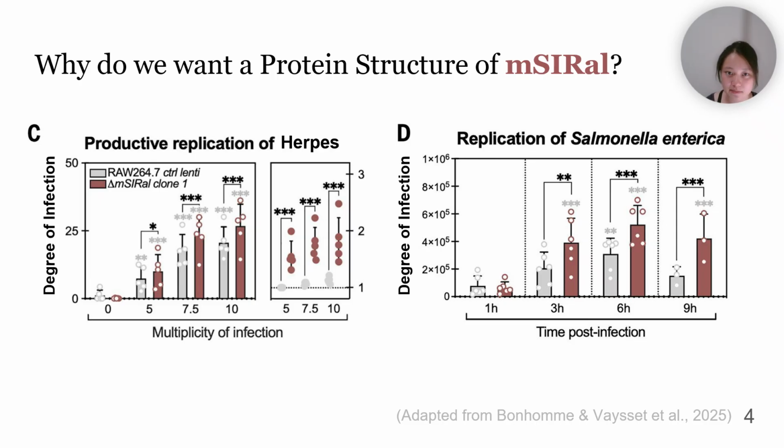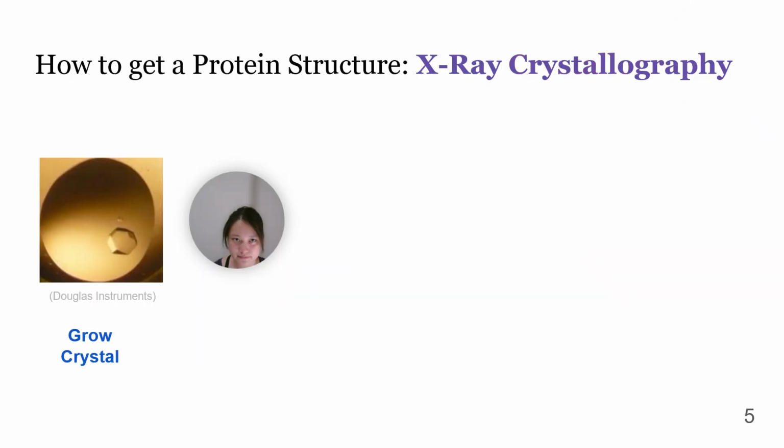This is highlighted in the presented graphs, where the gray bars represent normal cells and the red ones represent cells without mSIRal. As you can see, for both herpes and Salmonella, the red bars are higher than the gray bars, indicating that without mSIRal, there is a greater degree of infection. Thus, discovery of the mSIRal protein structure poses to be an important first step in SIRal-related medical research.